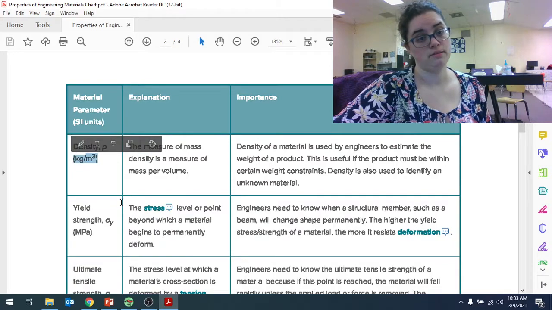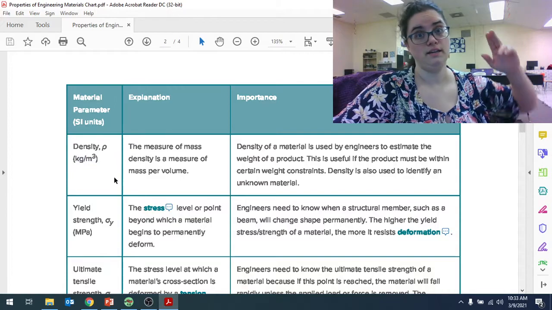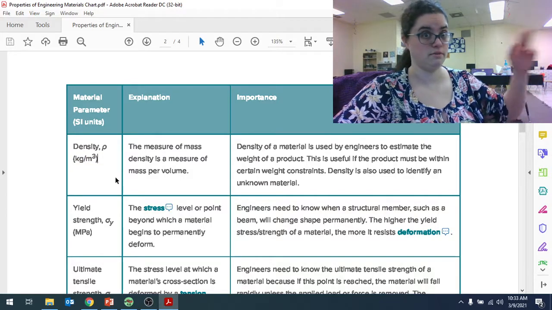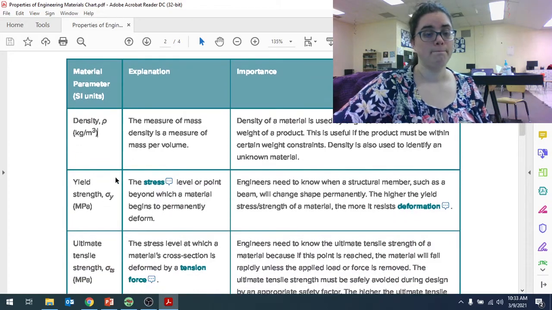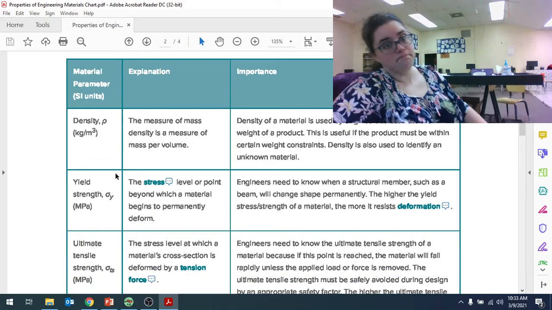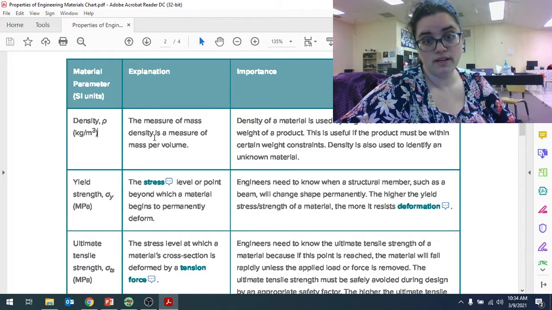So you can do kilograms per meter cubed. That's just a unit of mass per unit of volume. You've also seen grams per centimeter cubed, or grams per cubic centimeter, or grams per milliliter. As long as you're consistent with your units, you'll be fine. So it'll tell you what it is. That's the measure of mass per volume, and it'll tell you why it's important.